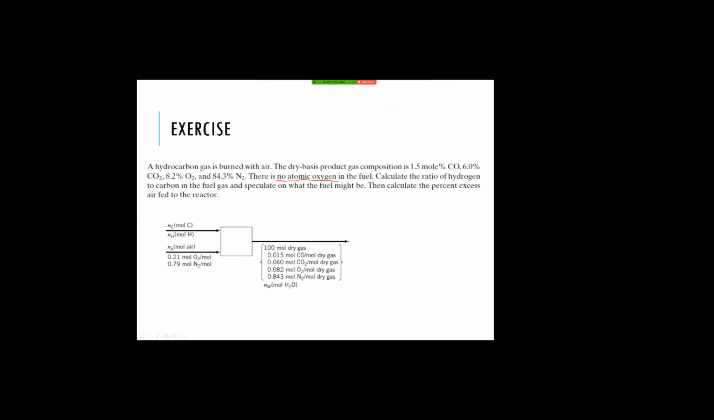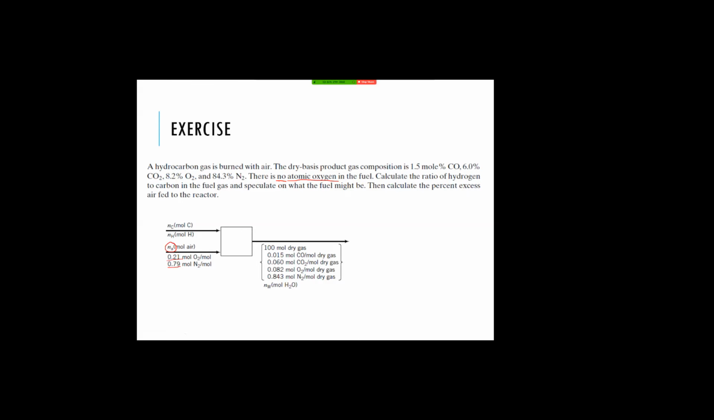Okay, so what you should have proposed more or less is the diagram that you see here, right? We know that we're going to burn fuel with air, so we're going to have an inlet of air. And if we have an inlet of air, of course, we know that it's going to be 21% of oxygen and 79% of nitrogen, right?